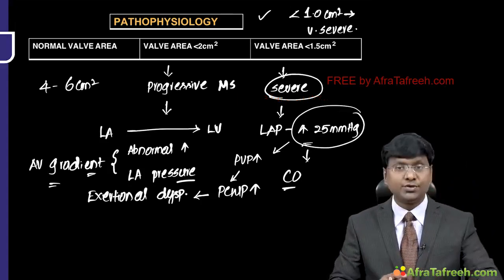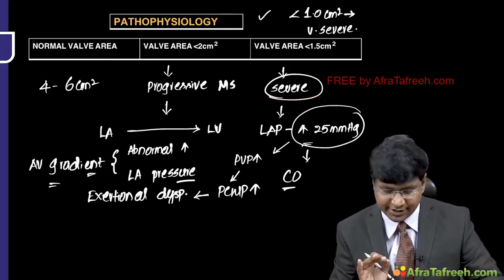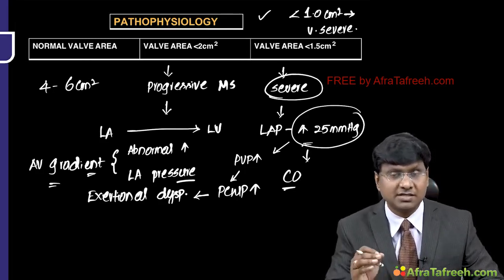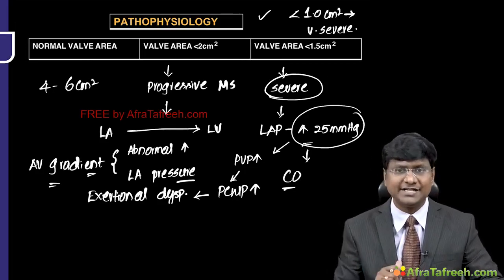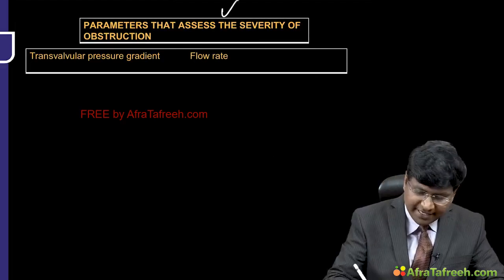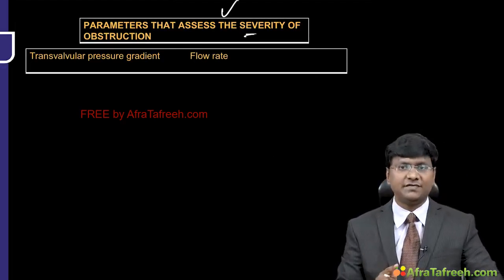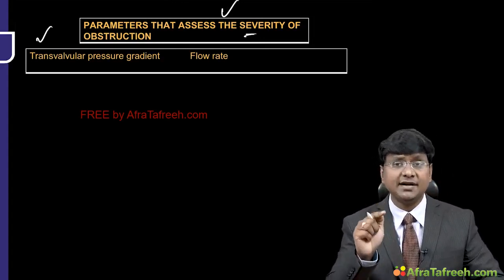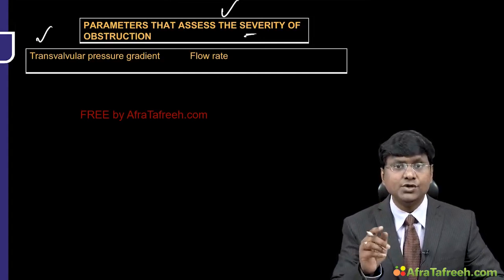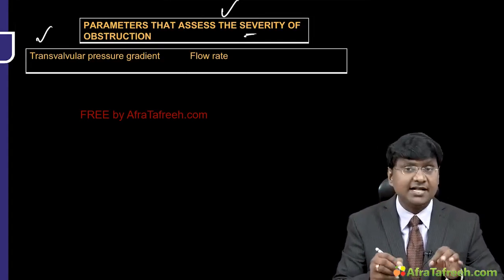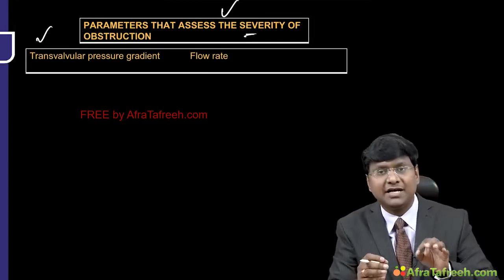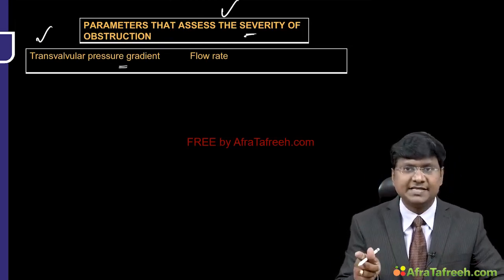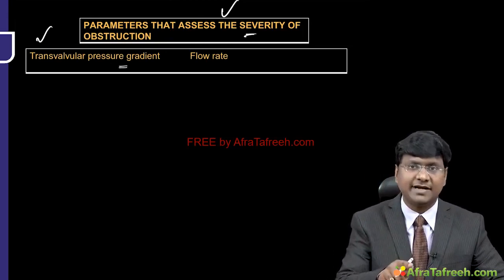Right, that will contribute to the development of the exertional dyspnea. So, depending upon the valve area, the hemodynamics or the clinical symptomatology completely changes. Now, what are the parameters that will assess the severity of the obstruction? One important point I have already told you, that is the transmitral pressure gradient. So, the transmitral or transvalvular pressure gradient is one parameter which will decide the severity of the mitral stenosis.